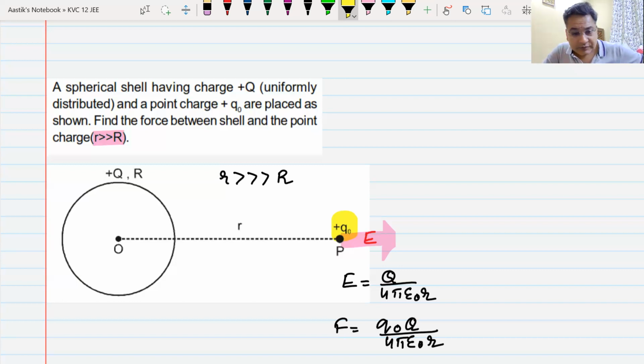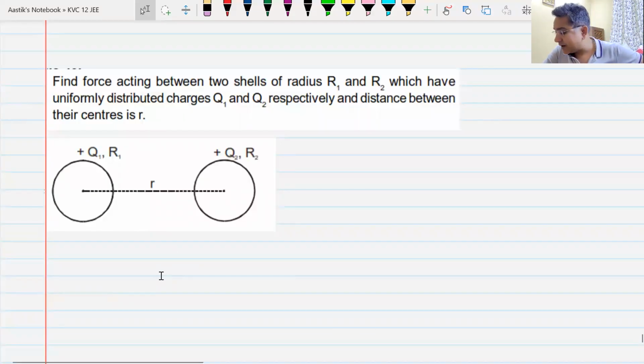Okay. This is the next problem that I am giving you. Find the force between two shells of radius R1 and R2, which have uniformly distributed charge Q1 and Q2. The distance between their centers is R. Again, the condition is not given, but you must consider that this small r, the distance between the centers of the shells, is very large compared to their radii R1 and R2.